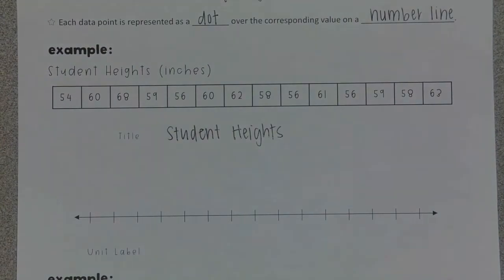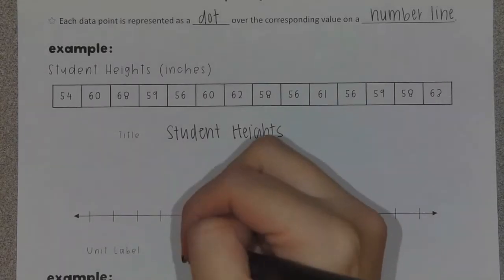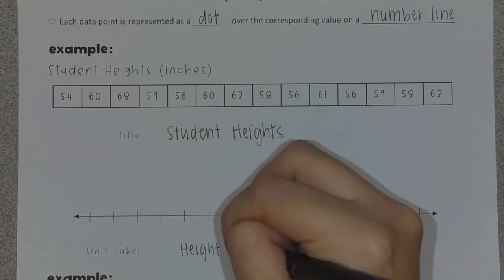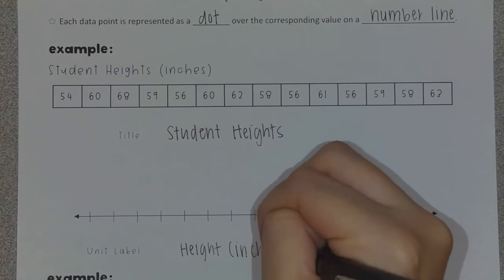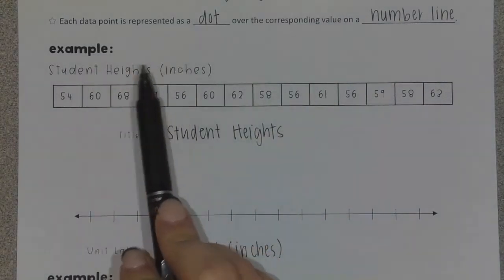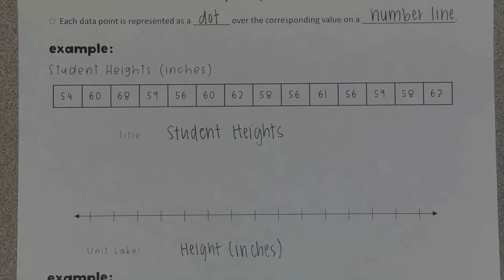Now, the next thing you want to do is you want to create your unit label down here at the bottom of your number line. Tell them what you are measuring and how you are measuring it. So we are measuring height, and we're measuring it in inches. And again, I've got all of this information just by reading those three words at the top of our data.